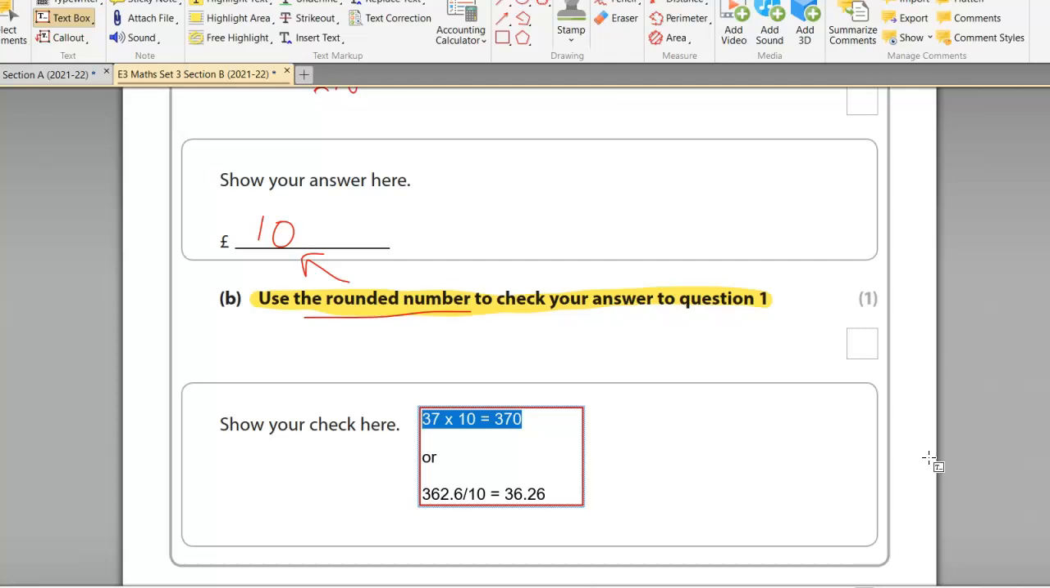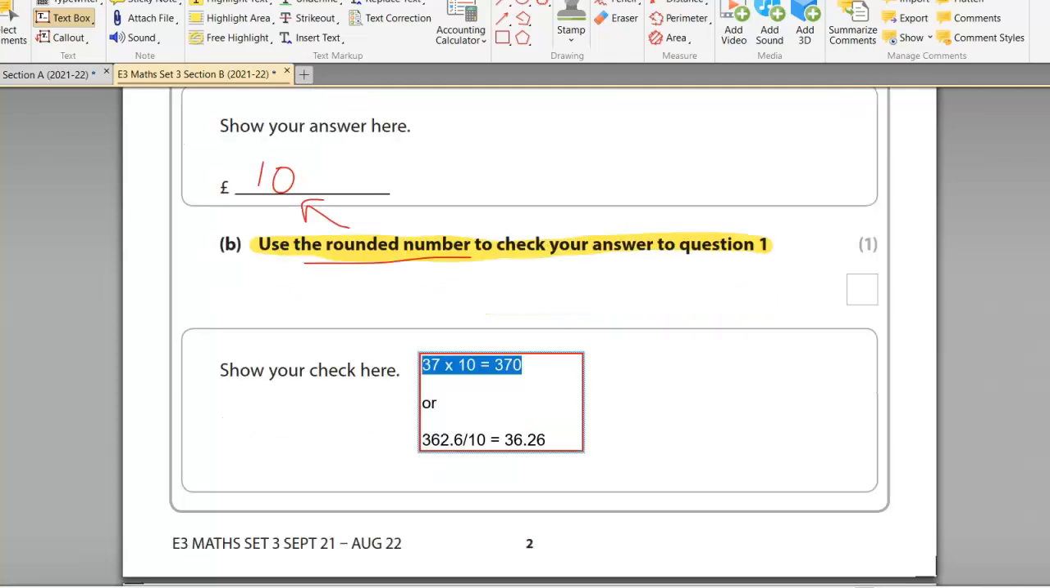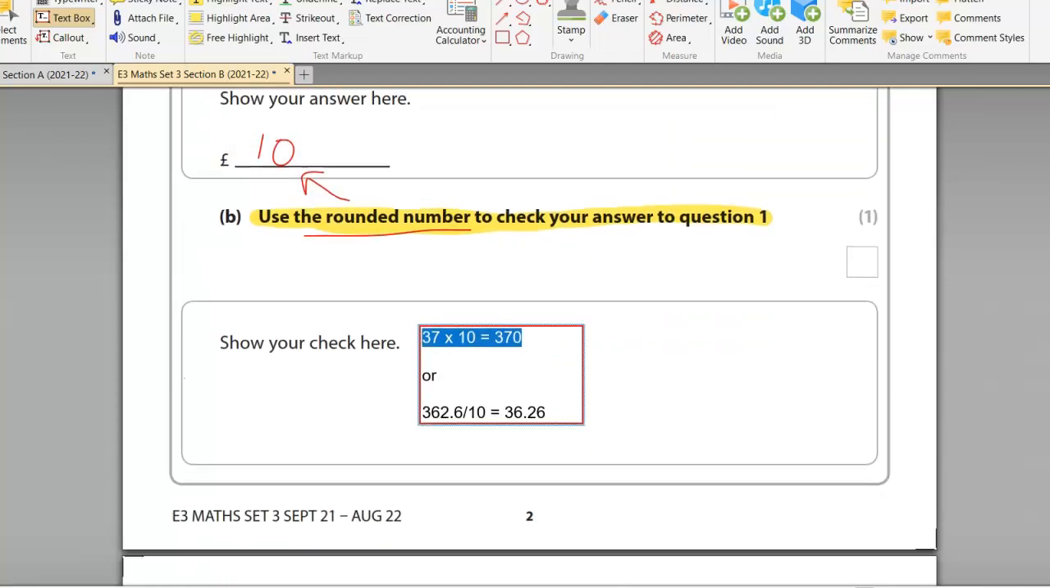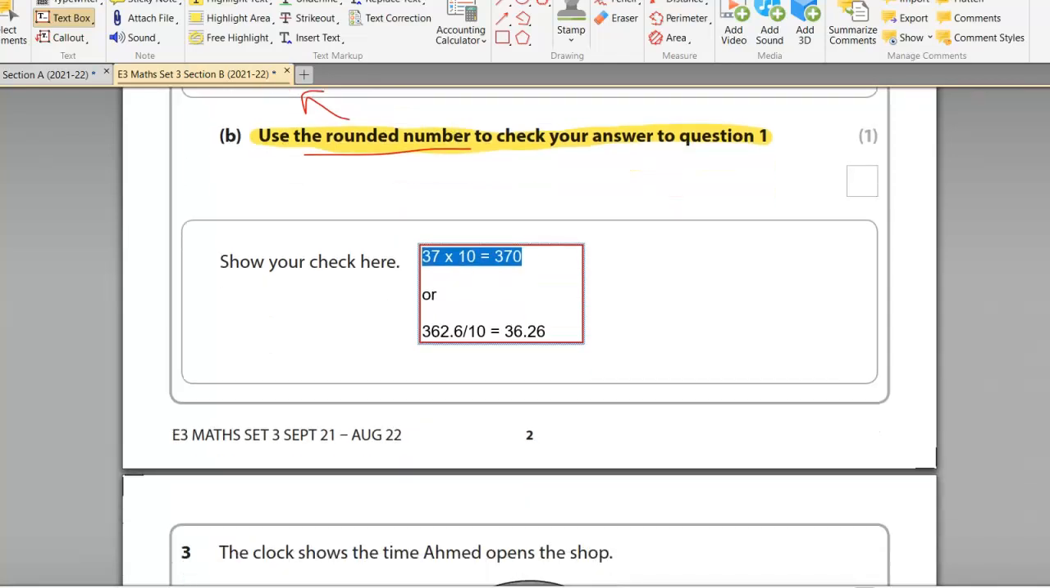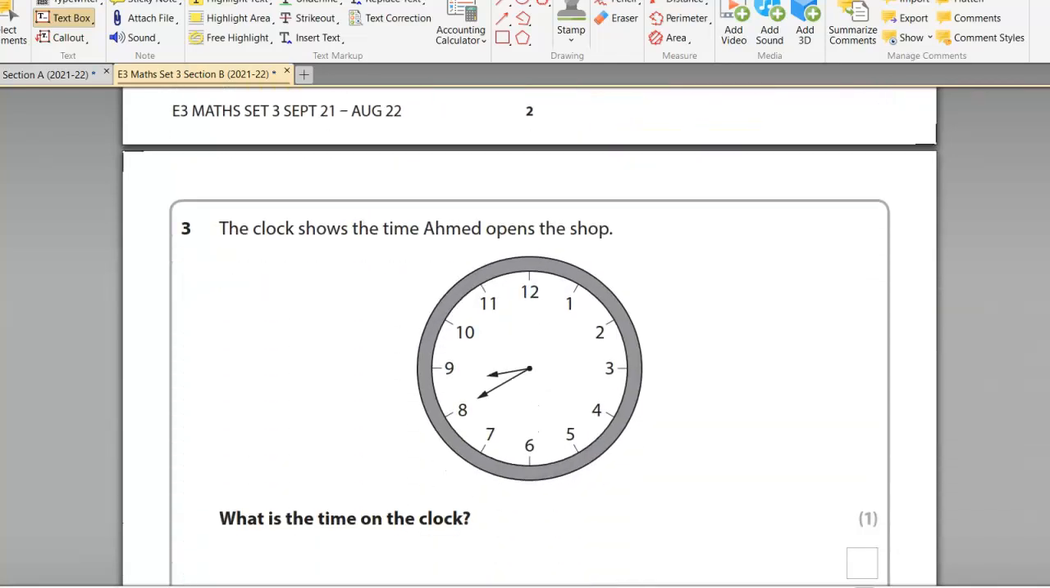Okay. So remember that when you're doing calculation checks that are using estimation, whenever you're using rounding, they're not so bothered about you doing it in reverse. You can do it the same way you did it the first time as long as you are rounding the numbers. Okay? So on that one, I would just say 37 times 10 is 370. Simple.